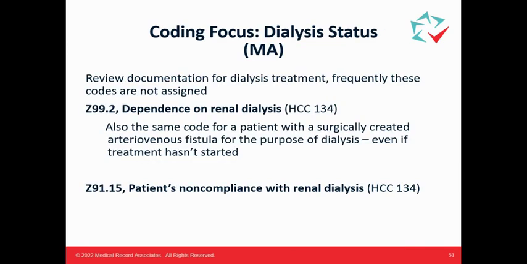So review the documentation for dialysis treatment. Frequently, these codes are not assigned. If the patient is on dialysis, you can code Z99.2, which is dependence on renal dialysis, HCC 134. And conversely, if the patients are not wanting to do dialysis, you can code patient non-compliance with renal dialysis, okay? So it's HCC 134.